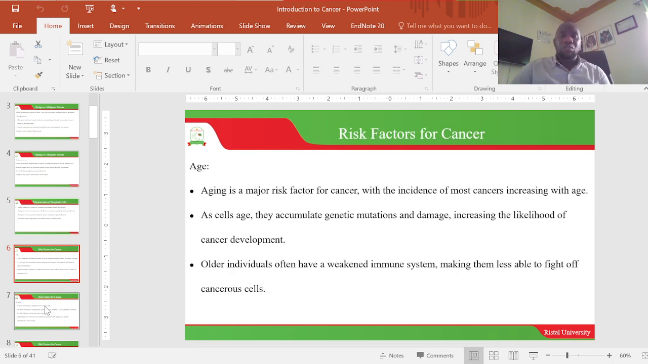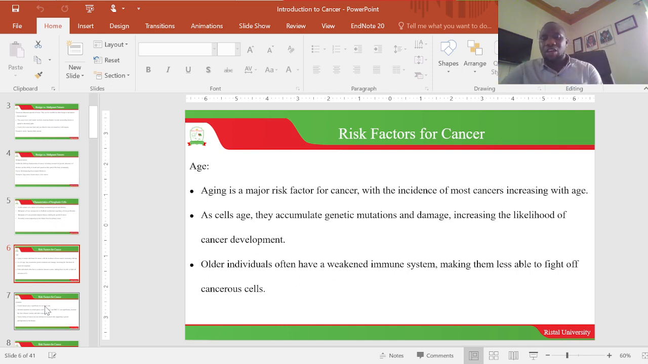So what are the causes of cancer? Cancer is not caused by one factor. You have an interplay of several factors, so we say cancer has multifactorial causes. We are going to look at these factors that lead to cancer, the so-called risk factors for cancer.